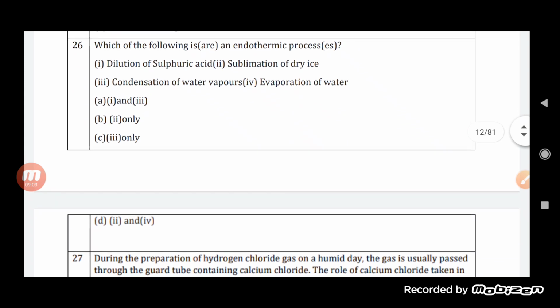Now see here, question number 26. Which of the following is an endothermic process? So an endothermic process means that there is an absorption of heat so that the reaction can take place. So here the reactions are given in the question.